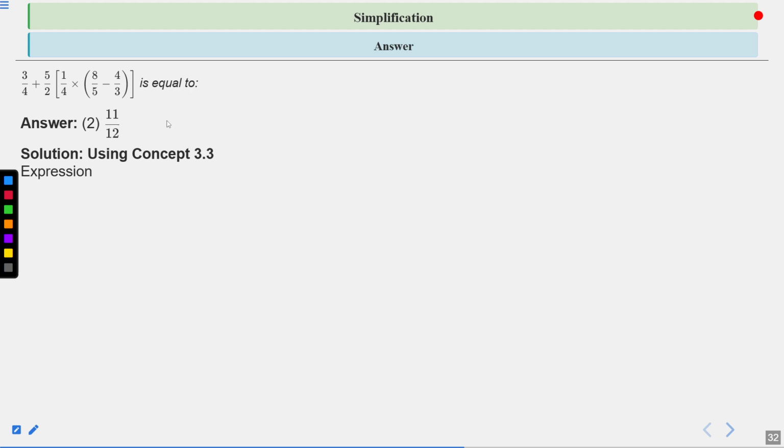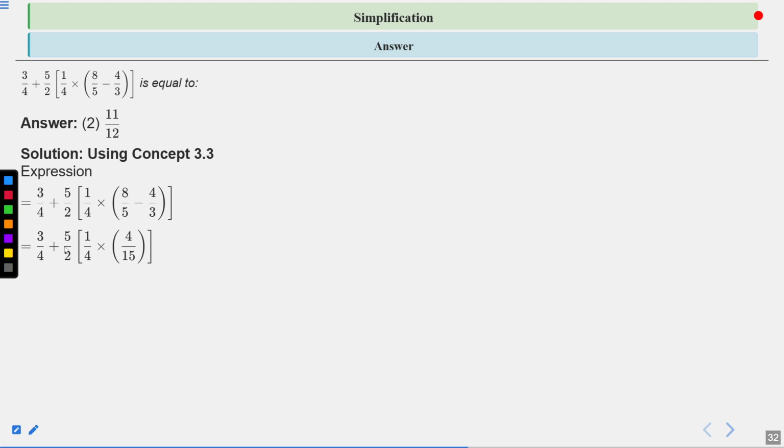The expression given is 3 by 4 plus 5 by 2 multiplying in the large bracket 1 by 4 multiplying by, in the small bracket, 8 by 5 minus 4 by 3, and the small bracket and large bracket close. We know that by using the BODMAS rule, first we solve the small bracket. Then we move to the large bracket, because in this question there are only 2 brackets, small and large. So first we simplify the small bracket, then we solve the large bracket.